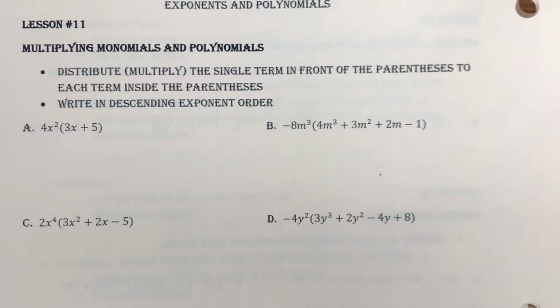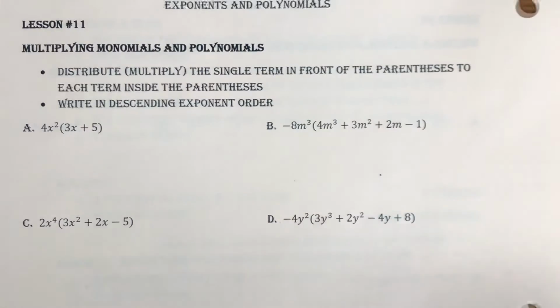So we are on to lesson number 11 in chapter 5. And lesson number 11 is all about multiplying monomials and other polynomials. Now the way we do this is really similar to what we've done in the past. It's a form of distribution.